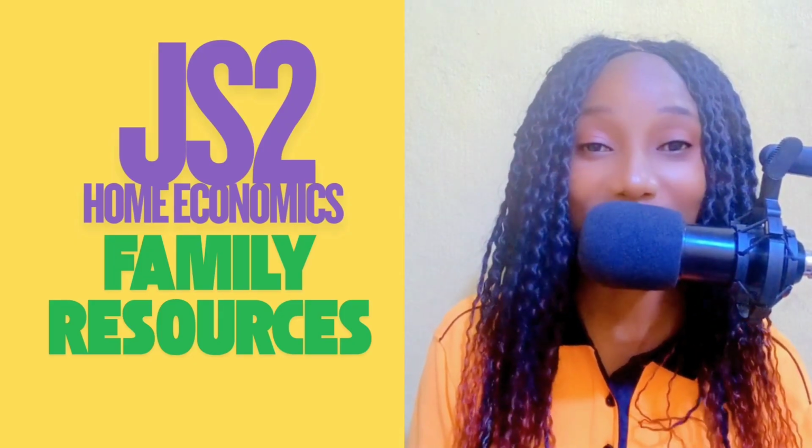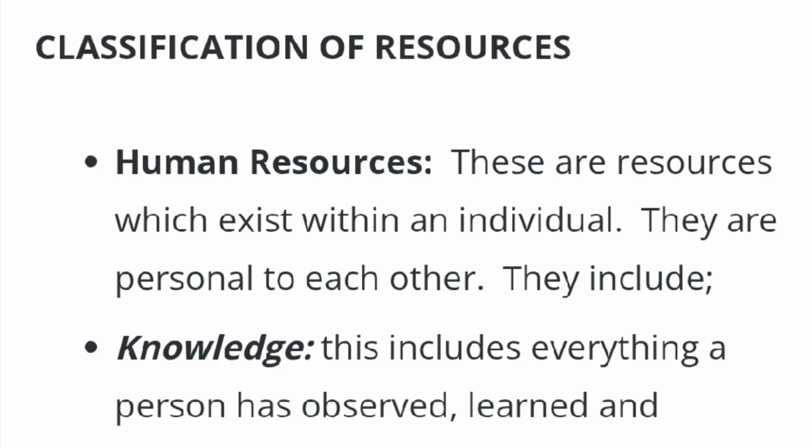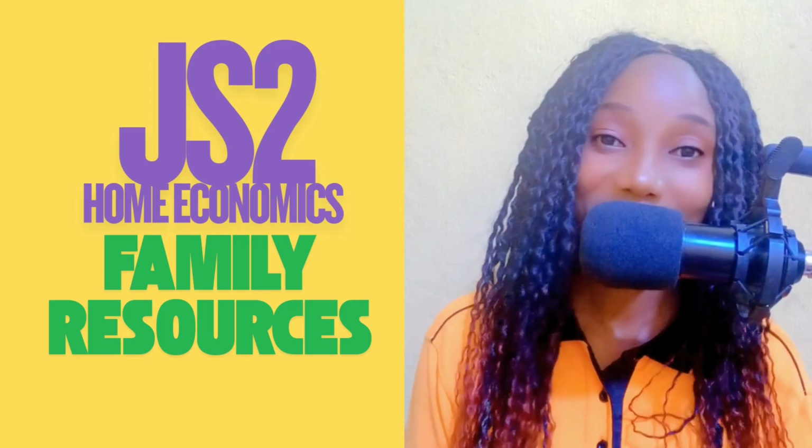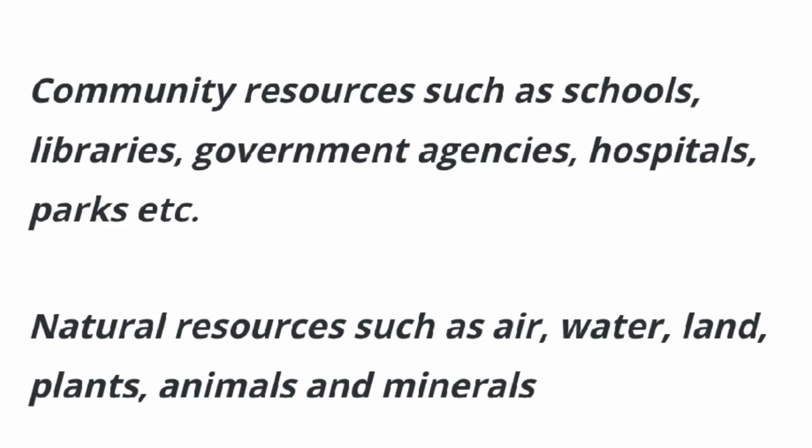Classification or types of family resources. Number one, we have human resources. After listing them, I'm going to explain them one after the other. Number one is human resources. Number two is non-human or material resources. Number three is community resources. And number four, that's the last one, is natural resources.